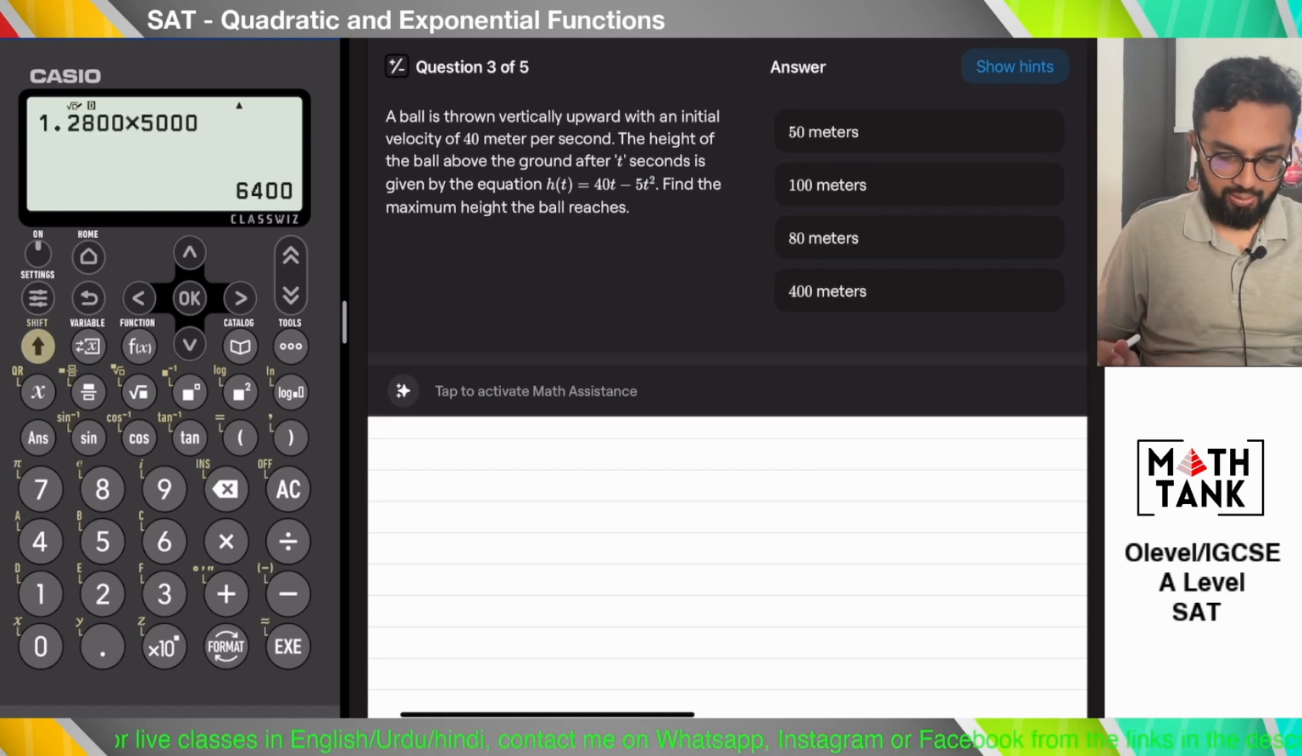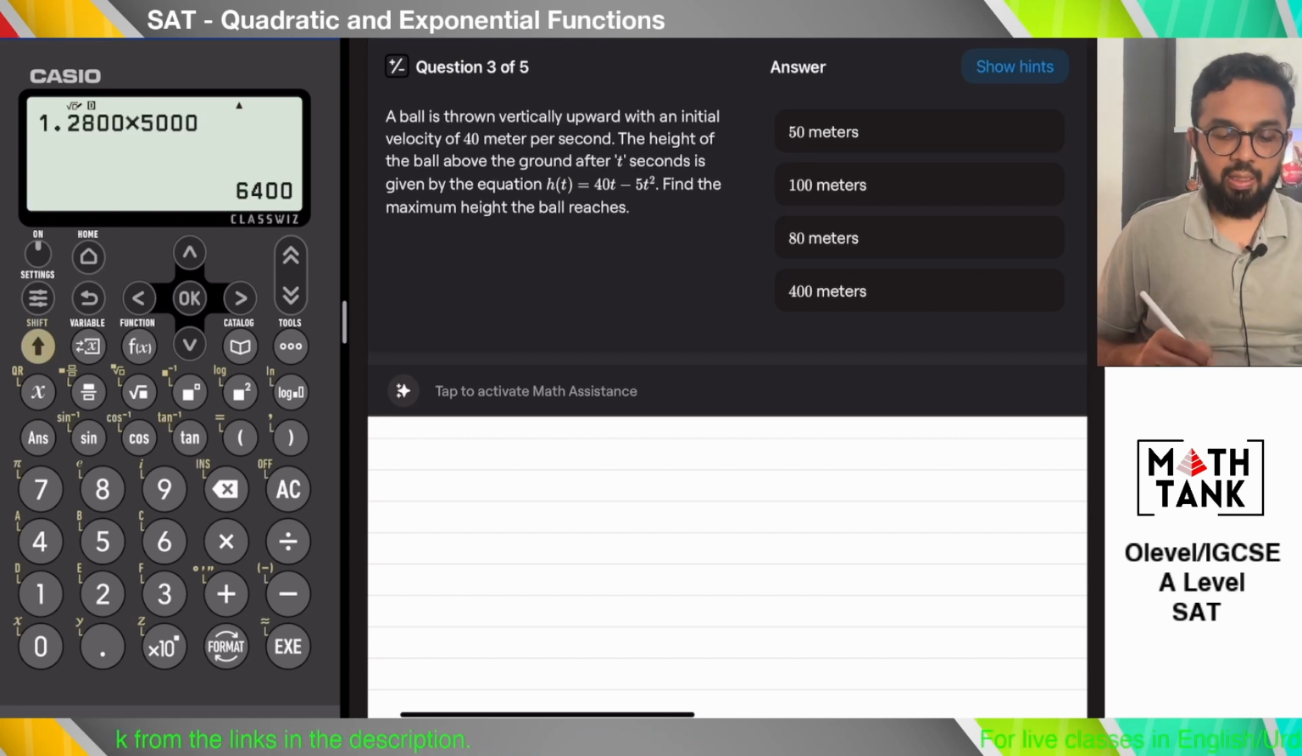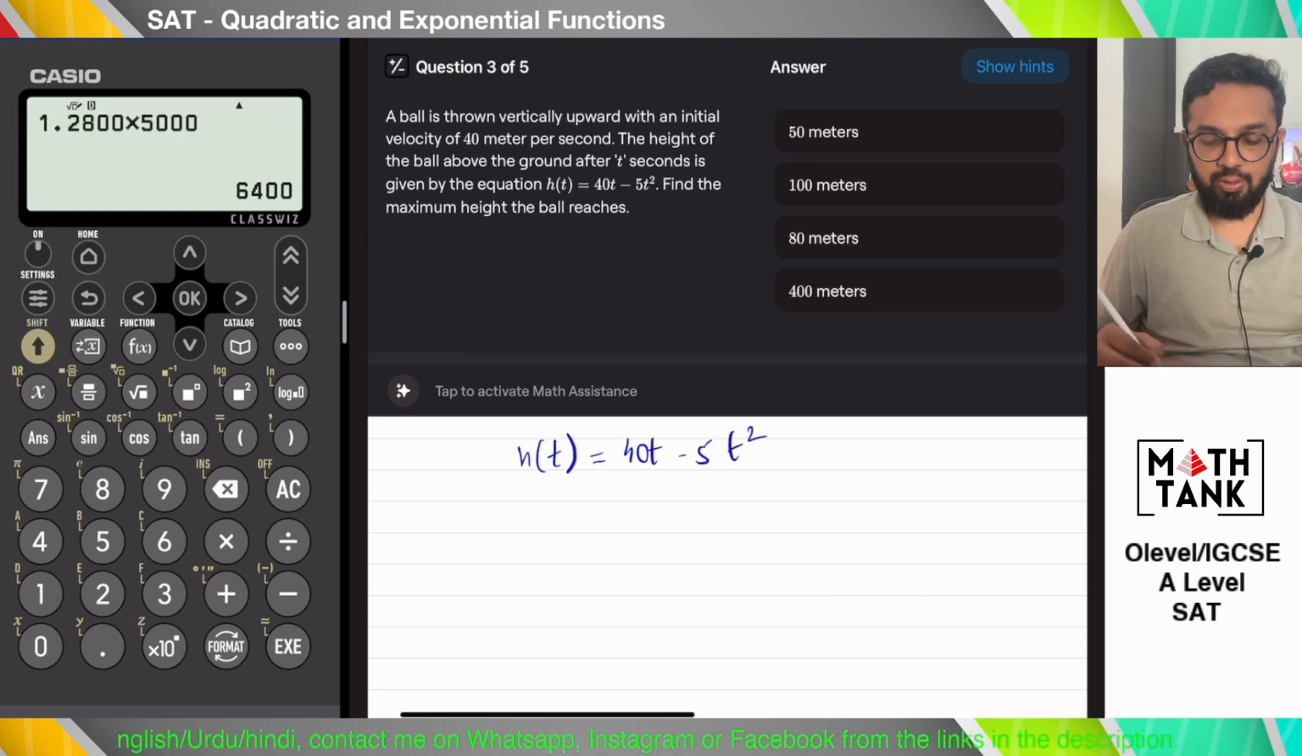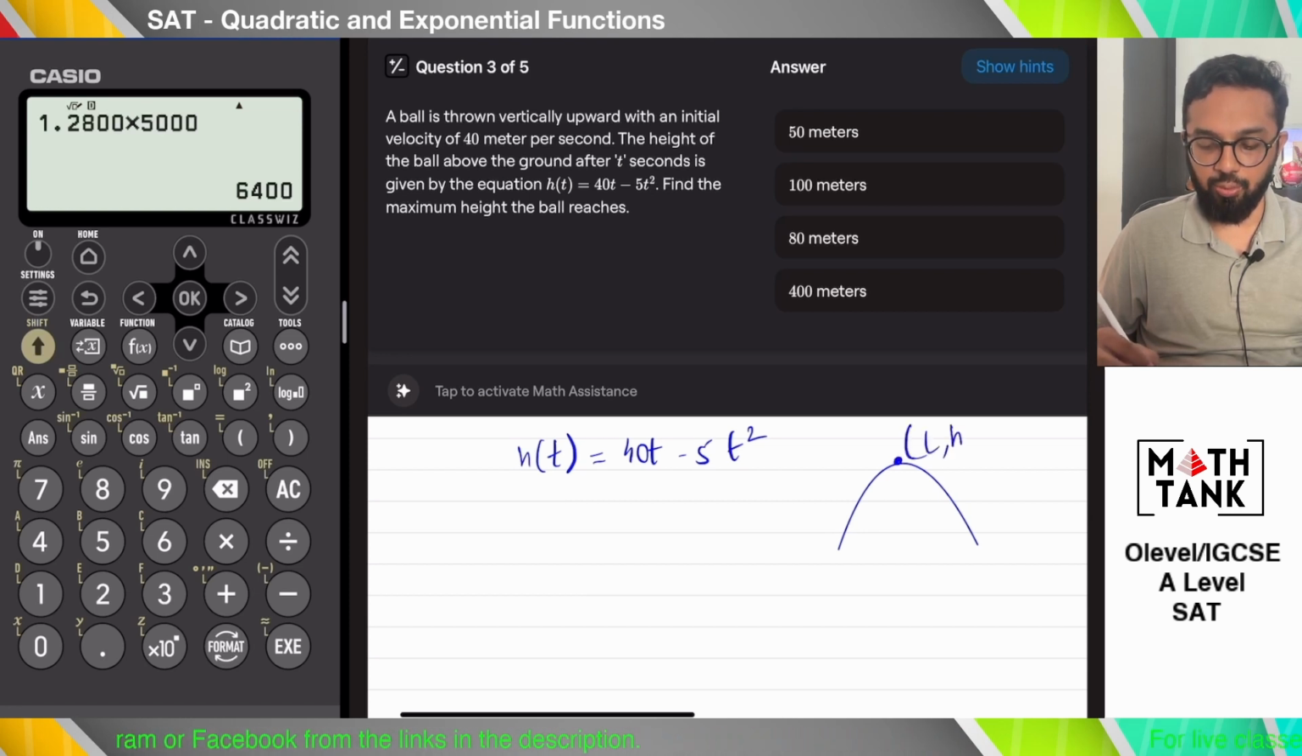A ball is thrown vertically upwards with an initial velocity of 40 meters per second. The height of the ball above the ground after t seconds is given by this equation. Find the maximum height the ball reaches. If I were to sketch this, it would become a sad-face quadratic curve, and I'm asking you to find this height. So I'm asking you to find the y coordinate here.